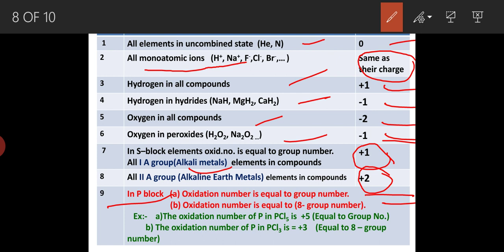Example, the oxidation number of phosphorus in PCl5 is +5. That is, phosphorus is a 5th A group element, so its oxidation number is +5, equal to its group number. The second example, the oxidation number of phosphorus in PCl3 is +3, which is equal to 8 minus the group number, that means 8 minus 5 equals 3.